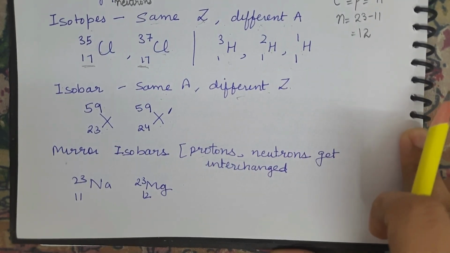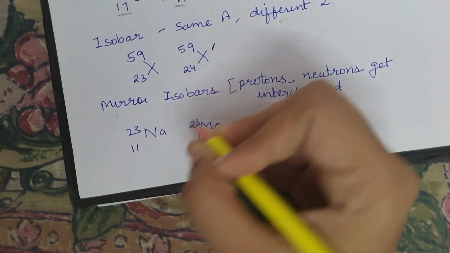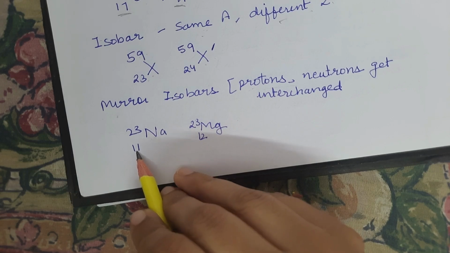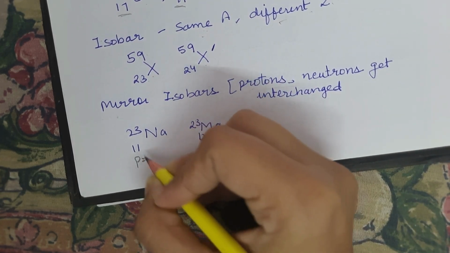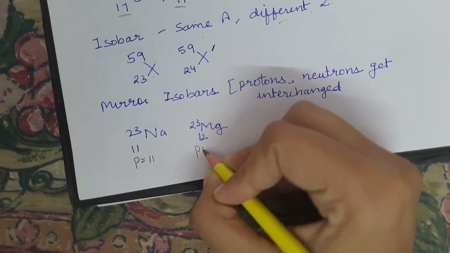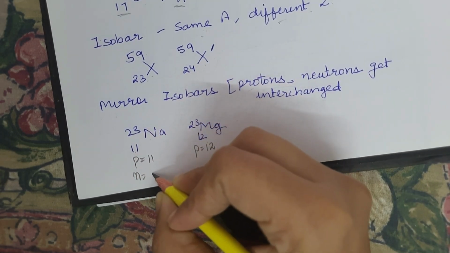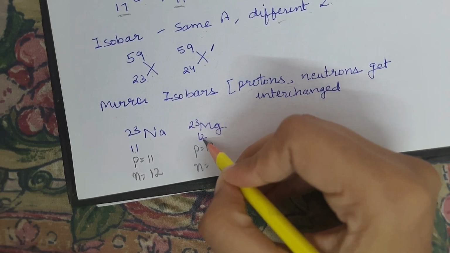You will understand this with the help of an example. For example, I'm not going to write the electrons, but we know here the number of electrons is 11, here it is 12. I'm going to write about protons. Protons are 11 here, and here protons are 12. Now neutrons: here you do 23 minus 11, which is equal to 12, and here if you do 23 minus 12, it is equal to 11.